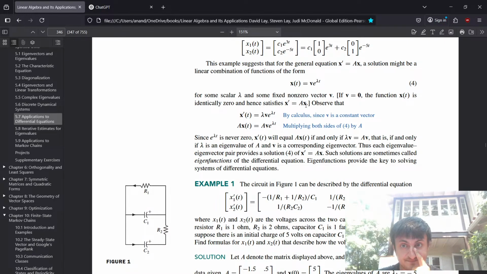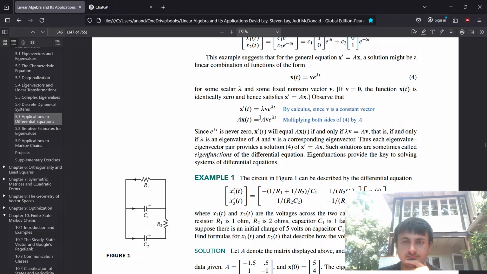Observe that x prime is equal to lambda v e to the lambda t for equation 4, because you just take the derivative, since v is a constant vector. So the only real thing here is the lambda. Okay, then Ax of t is equal to Av e to the lambda t.